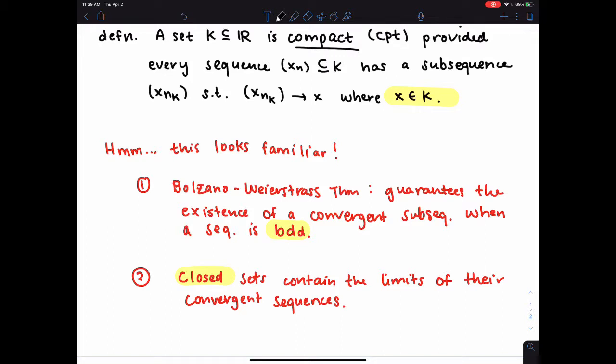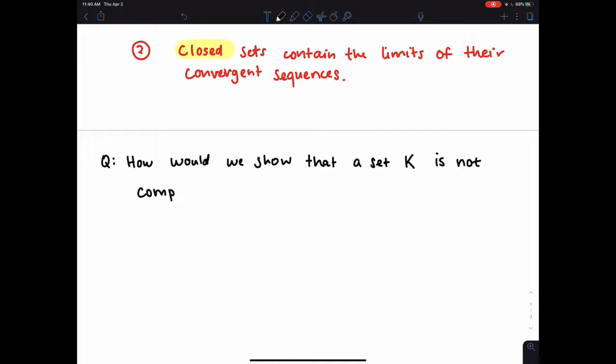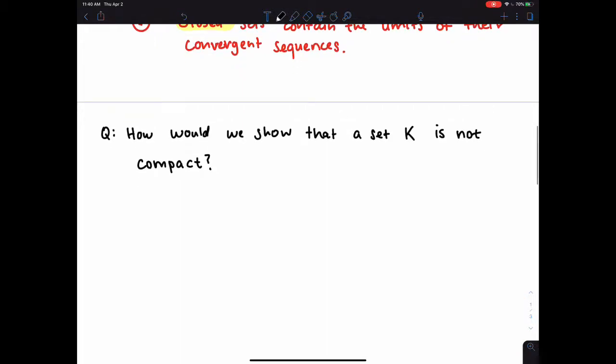As a first step, I want you to take the time to try to write out the definition of what it means to be not compact, because there's kind of a subtlety going on here. So in particular, we want to be able to answer the question, how would we show that a set K is not compact? So I would pause the video here and try this on your own and think it through, and then come back and see what I have to say.